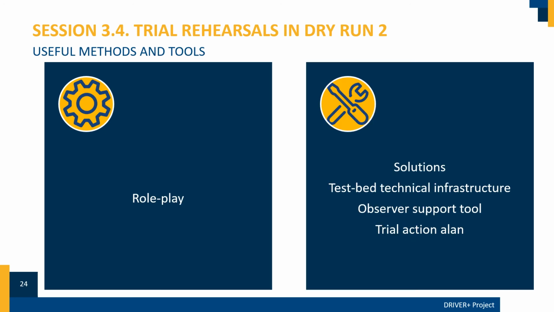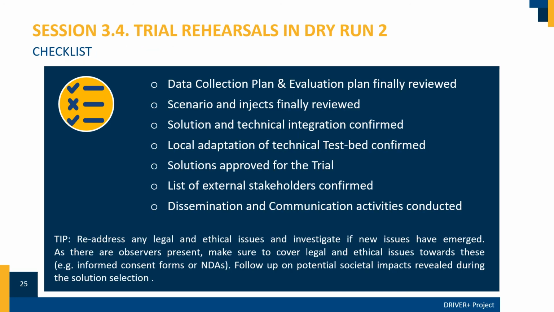Your main method in Dry Run 2 is role-play, because you are pretending to do a real trial, and your tools are exactly the same as those you used during your real trial. When you have finished a successful Dry Run 2, you have a final data collection plan and evaluation plan, a final trial script containing the scenario and its injects and all other agenda items, a double check on the solutions, their technical integration, and of the entire technical infrastructure.